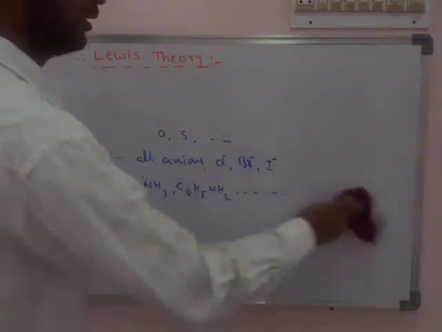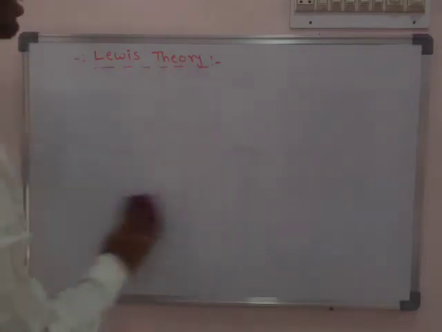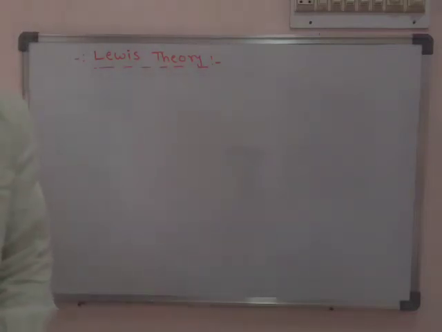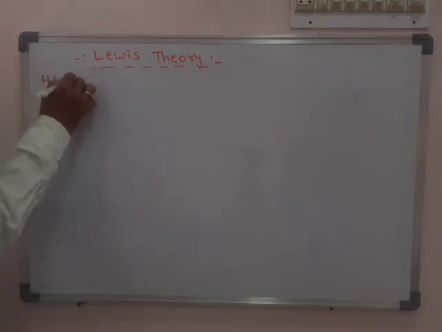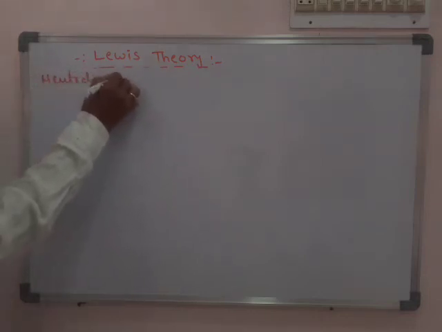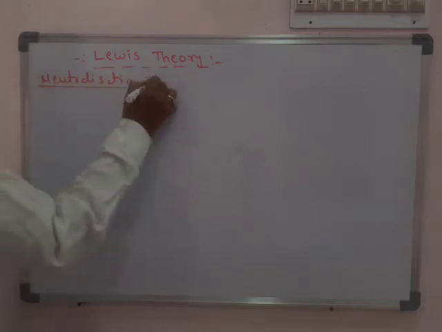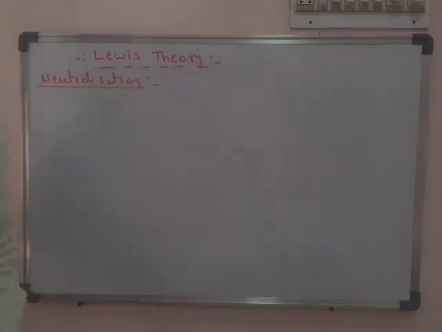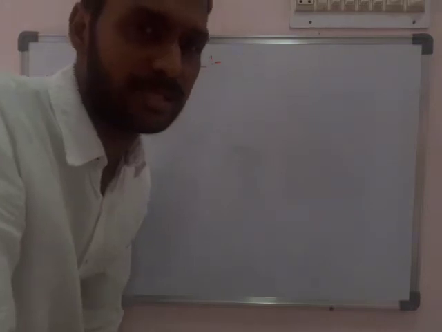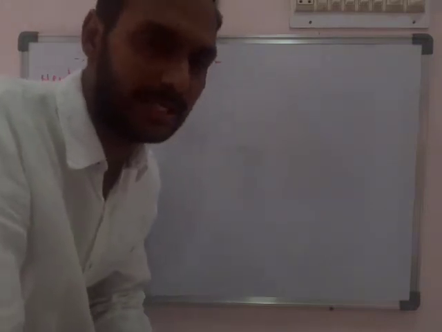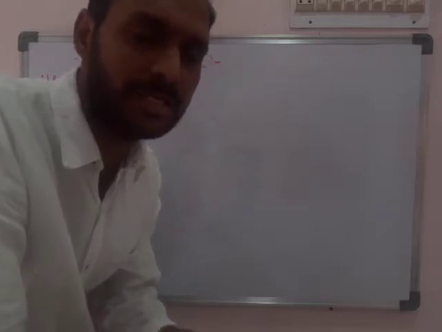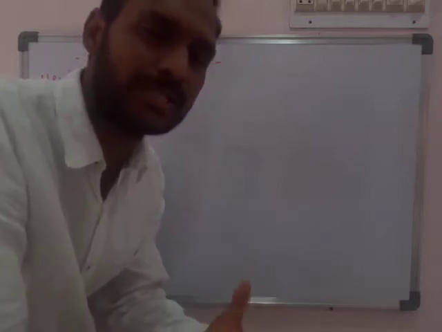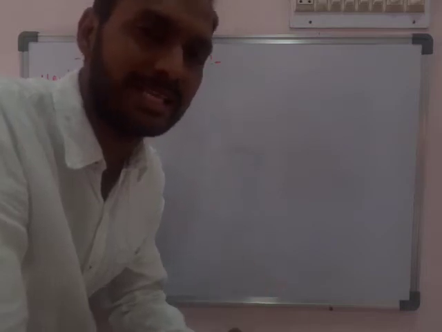So this is about the definitions of acids and bases according to Lewis theory. Next, we know a very important thing in every theory is the acid-base reaction. So what is the neutralization in this reaction? Neutralization means the reaction between acid and base is treated as a neutralization reaction. In acid-base reaction, what happens? Simply, the base donates the electron pair and the acid takes that electron pair.